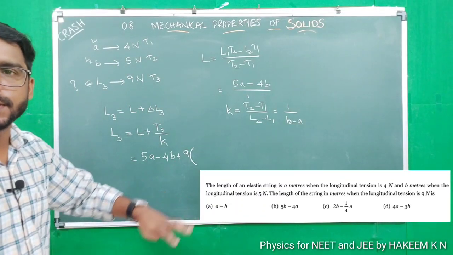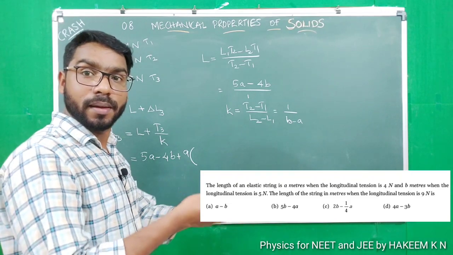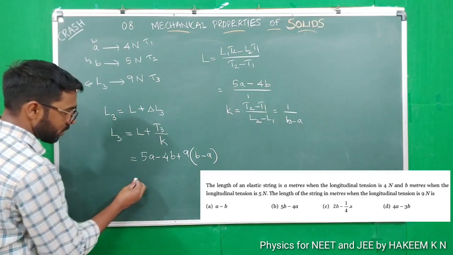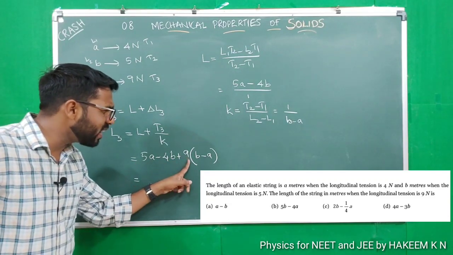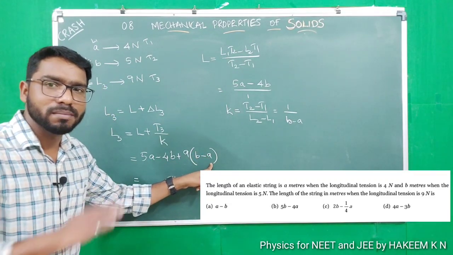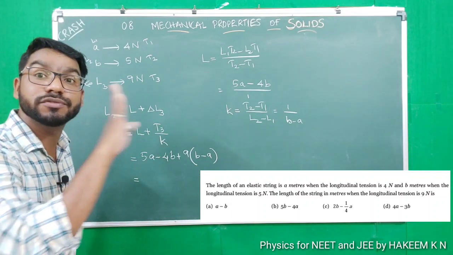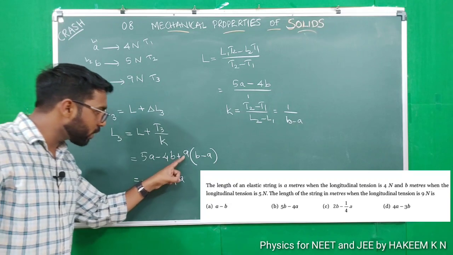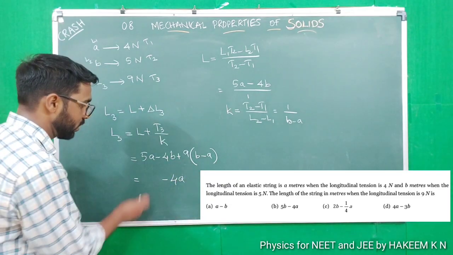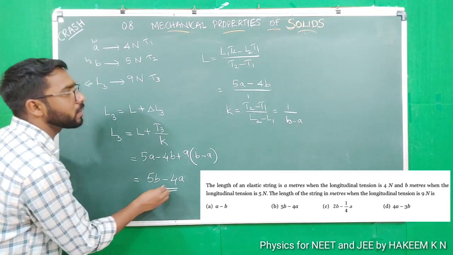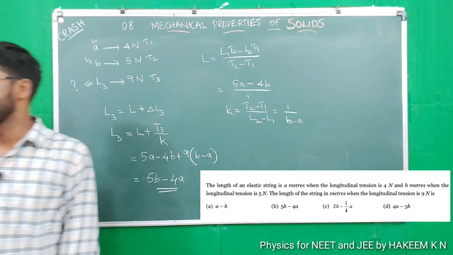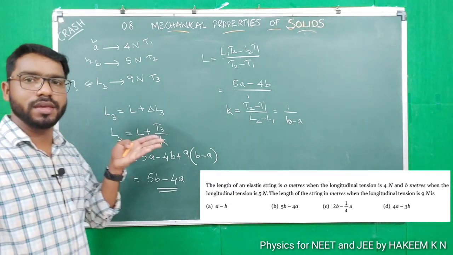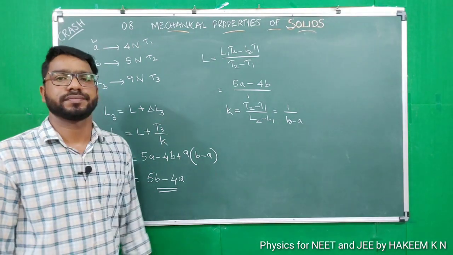What is T2 minus T1? 5 minus 4, 1, by L2 minus L1, B minus A. K is 1 by B minus A. So 1 by K is B minus A. So we can write here B minus A. Here 5A, 9 into minus A, minus 9A. So there is minus 4A, minus 4A minus 4B plus 9B. So 5B. Answer is 5B minus 4A. Which is the correct option? Option B is the right answer.